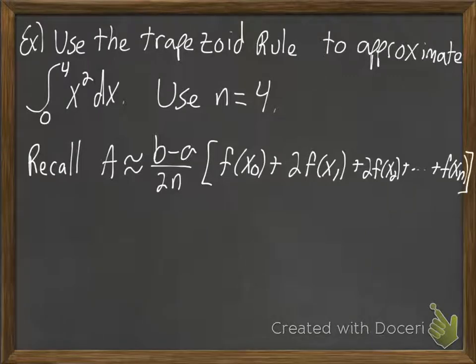Okay, we want to use the trapezoid rule to approximate an integral. Here we're going to use the trapezoid rule with n equals 4. Recall the trapezoid rule: area is approximated by (b minus a) over 2n times f of x0 plus twice f of x1, twice f of x2, and so on, all the way down to f of xn.